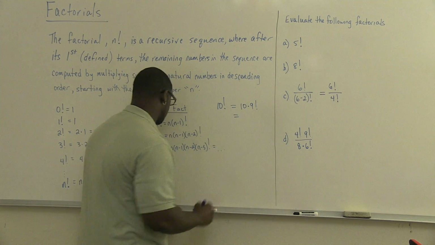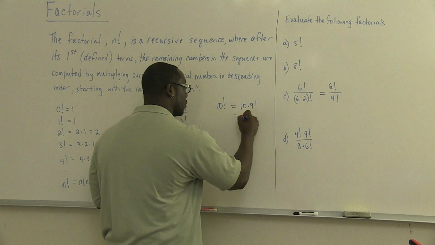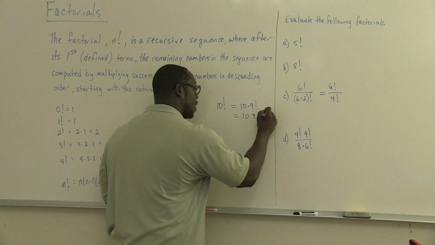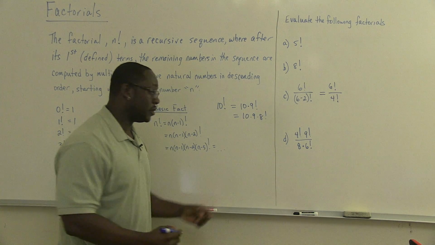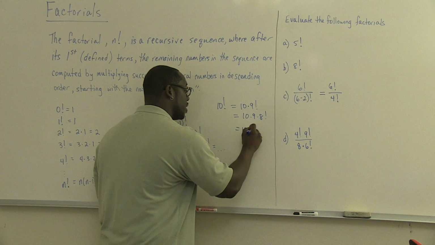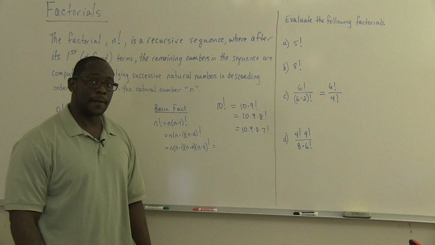Now similarly, we could write it down 2 natural numbers. So we could go from 10 times 9 times 8 factorial. And we can even go down one more, 10 times 9 times 8 times 7 factorial.